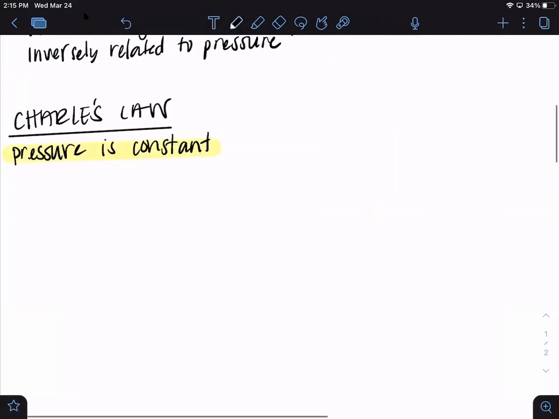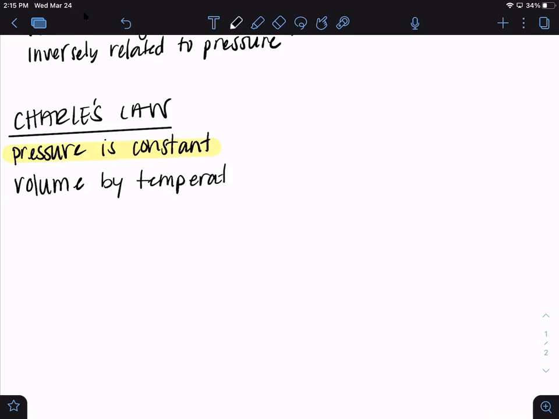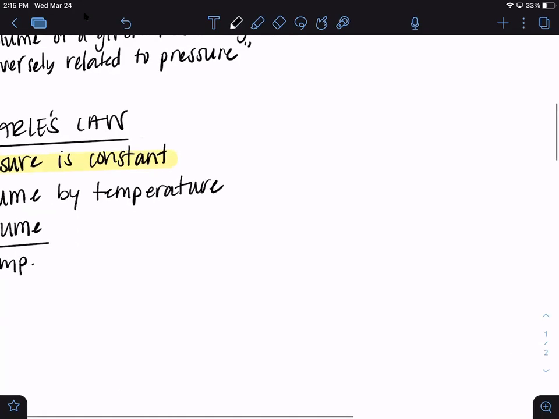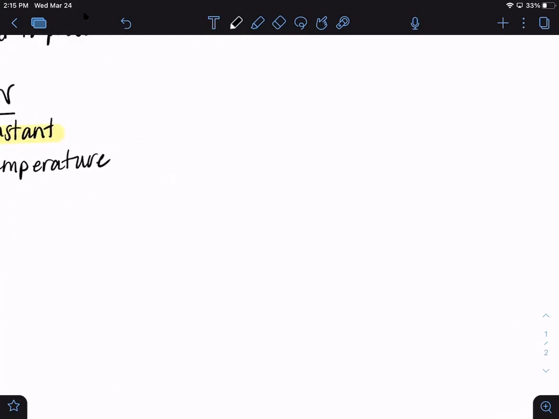And so then what we're going to be relating is volume over temperature. So volume by temperature, or volume divided by temperature. So for his equation, you're going to have V1 over T1 is equal to V2 over T2.